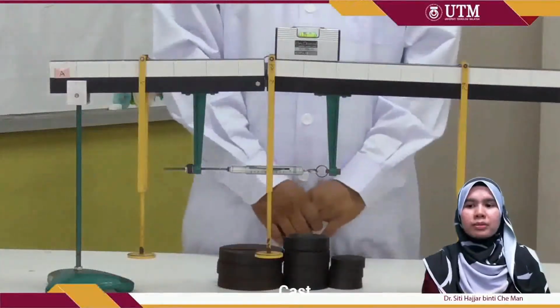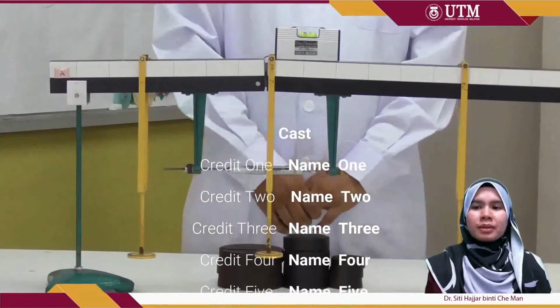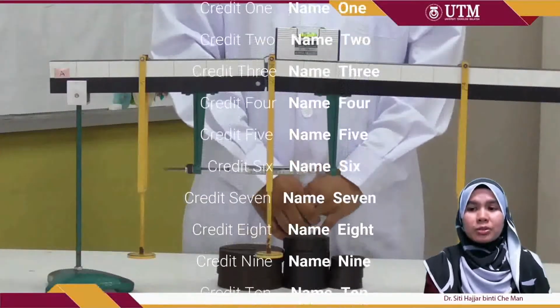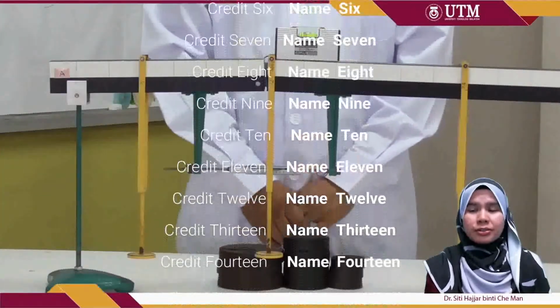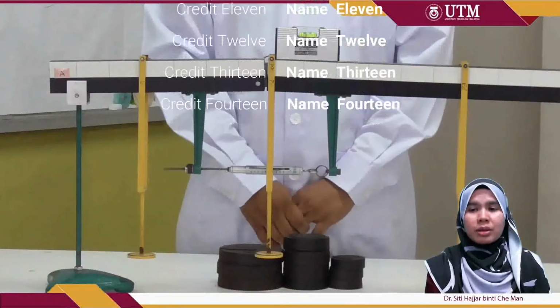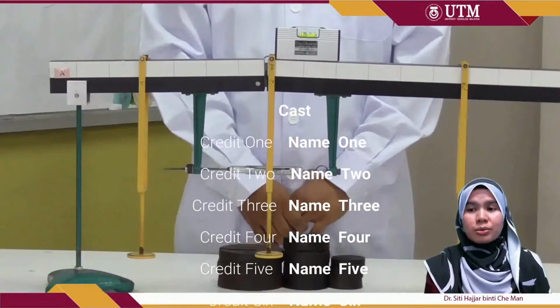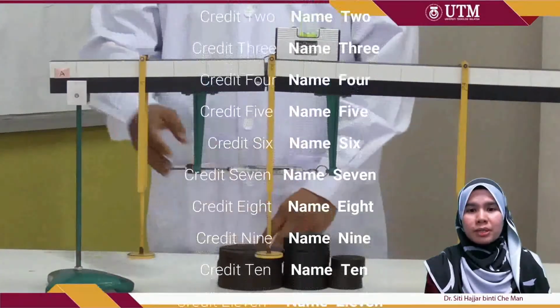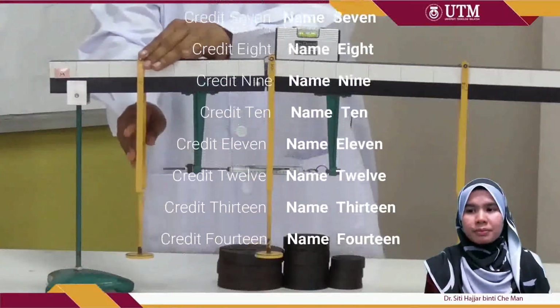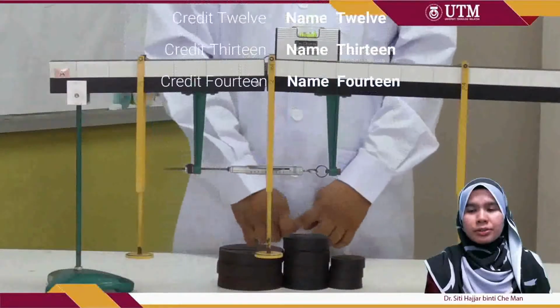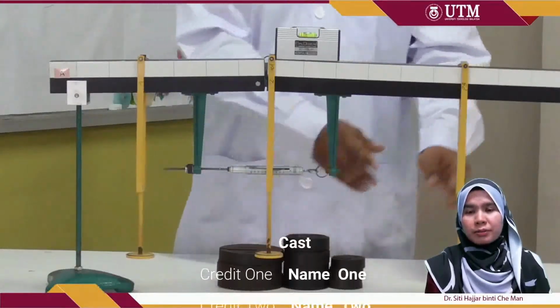Alright, now to perform the experiment, we need to set up the beam as in figure 3 in your laboratory manual, where the load hanger for P1 is 200 millimeter from P2 and P3 is 300 millimeter from P2.